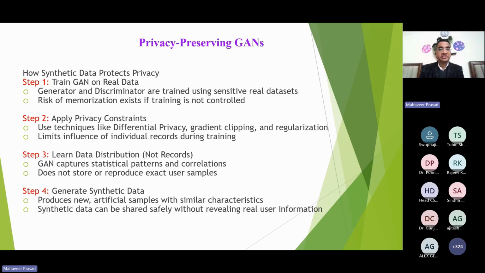So GAN captures statistical pattern and correlation. It does not store or reproduce exact user sample. So now you know that we are having different data. We are not having the actual data yet. Generate synthetic data. It produces new artificial samples with similar characteristics, and its synthetic data can be shared safely without revealing real user information. So we are not worried here about the real user information.